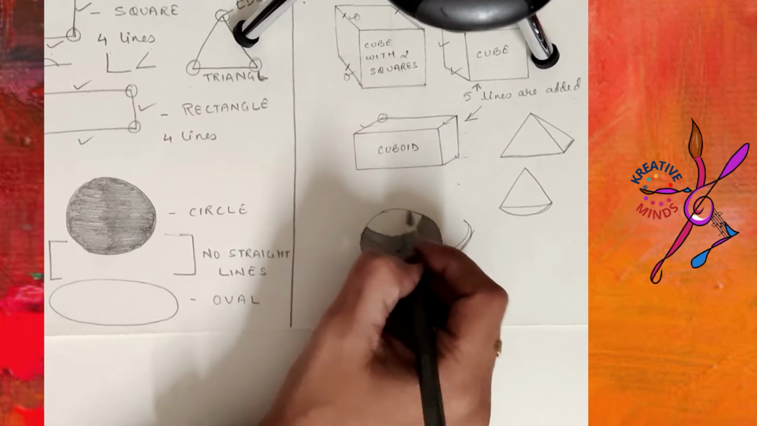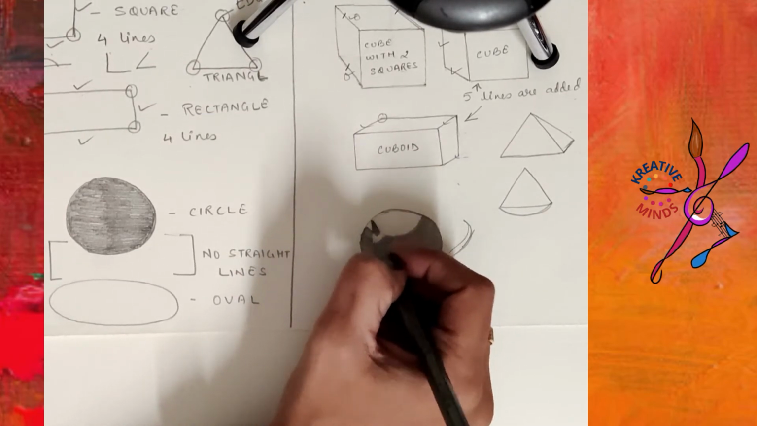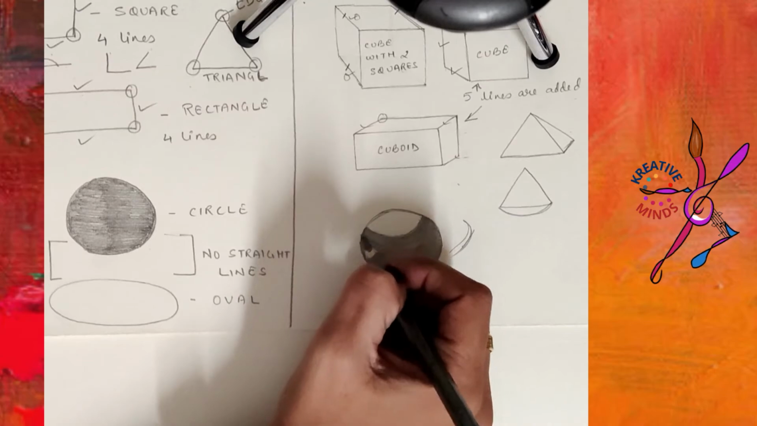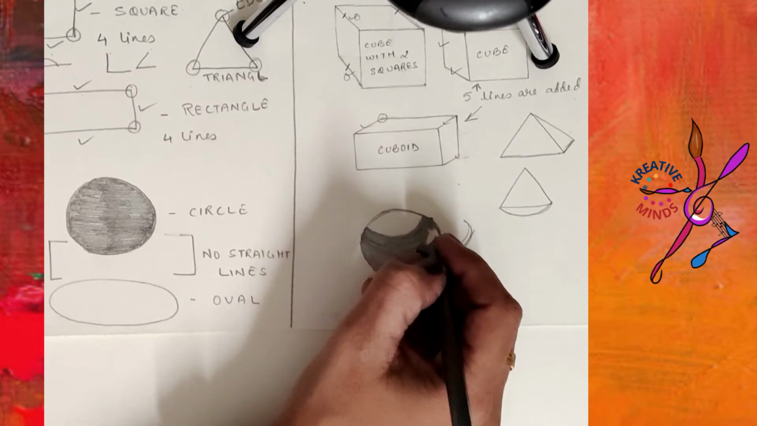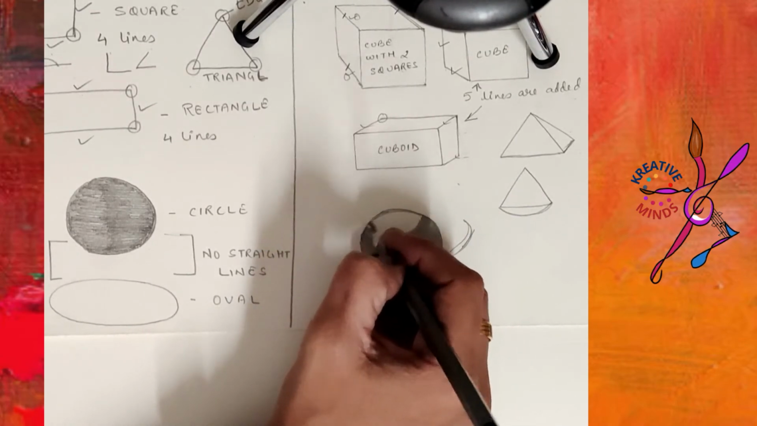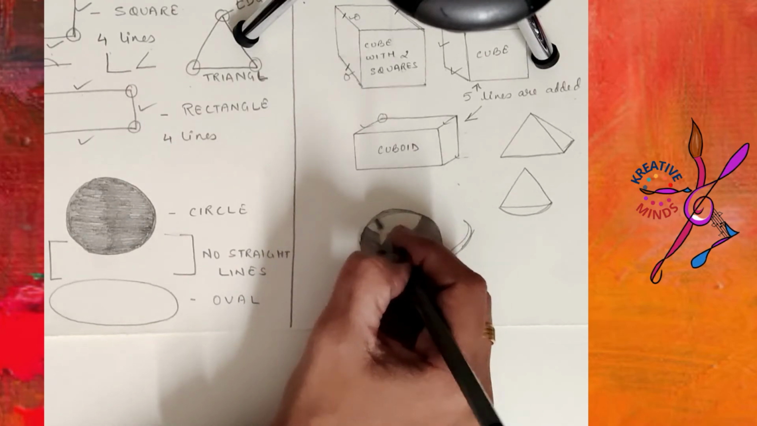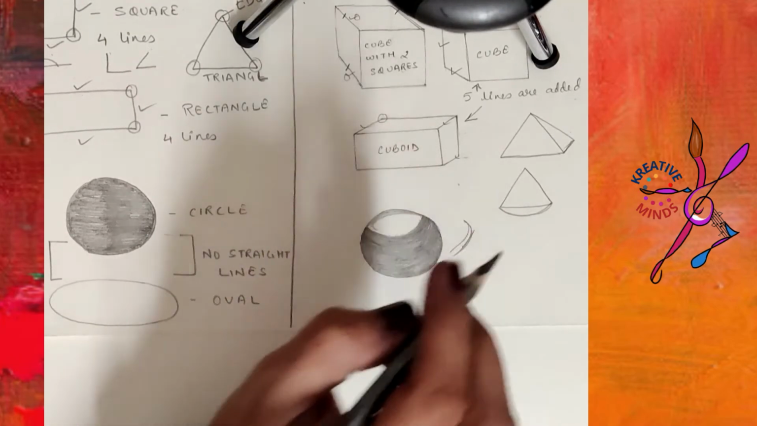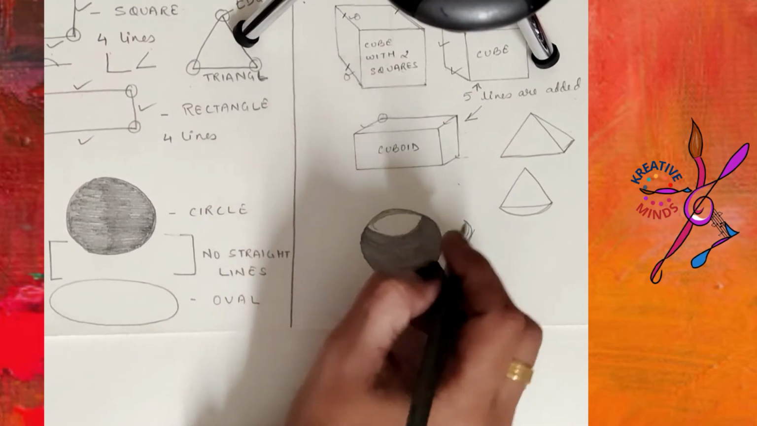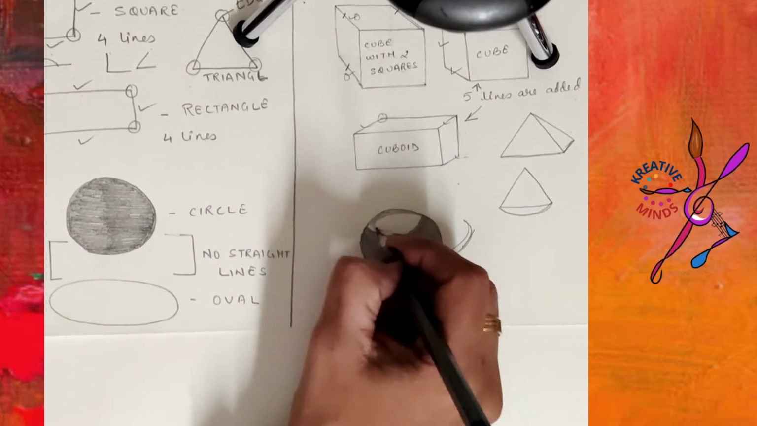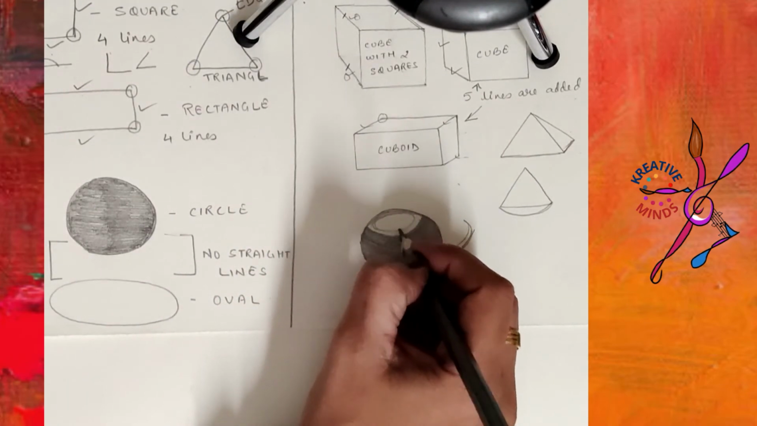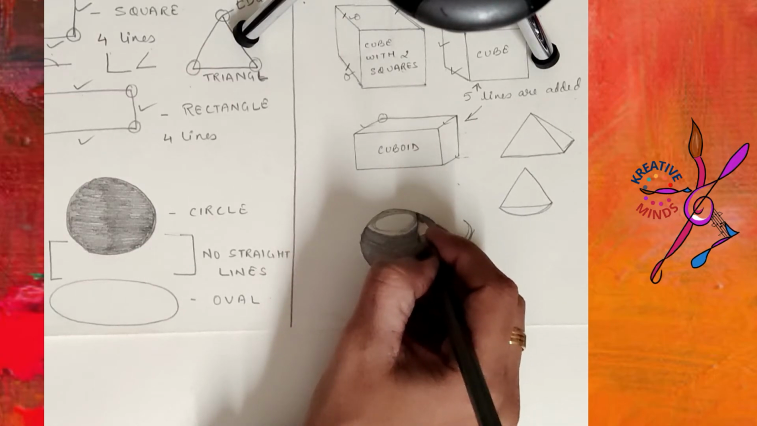Correct. Now on the top, I'm going to shade in this direction, in the direction of the top line. So I'm going to go like this. And please notice here, I'm going in a slight curve like this. Here, like this.